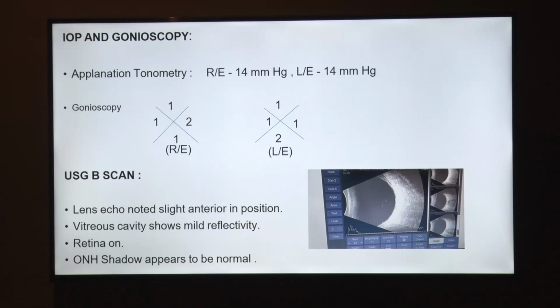So we go for gonioscopy, and gonioscopy shows the angle in the right eye was grade 1 and grade 2, and grade 1 in the left eye also, but the IOP was 14 in the right eye, and the USG B scan shows anterior dislocation of the lens in the right eye.